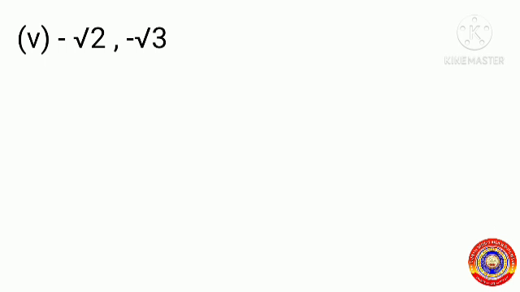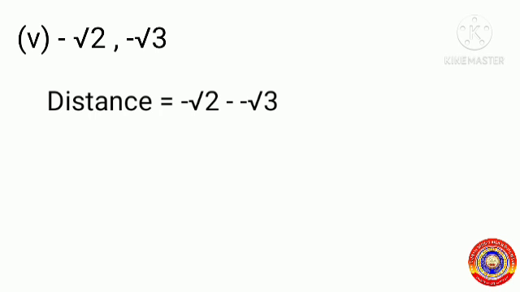In the fifth question, the figures are minus root 2 and minus root 3. In these two figures, the larger is minus root 2. Therefore, the distance between them is equal to minus root 2 minus minus root 3, which is equal to minus root 2 plus root 3. It can be expressed as root 3 minus root 2 in standard form.